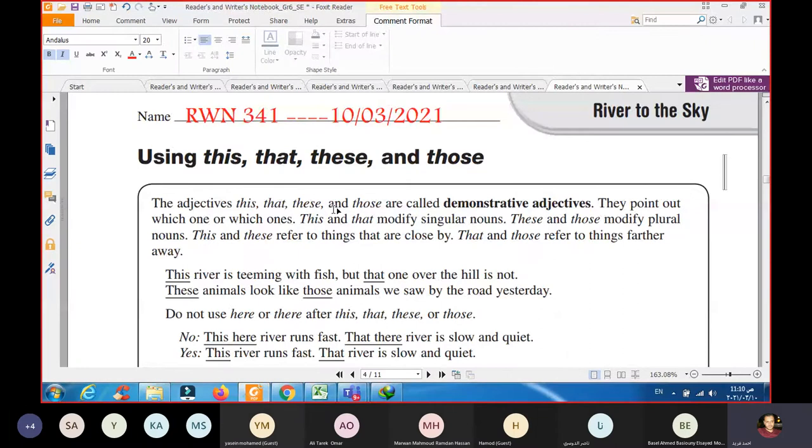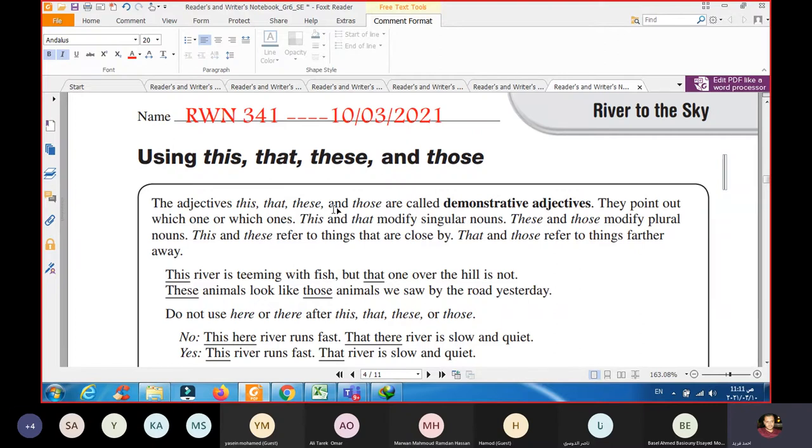Okay, using this, that, these, and those. Wait a minute. First of all, this and that are for singular. They are called demonstrative adjectives, okay? But first of all, when will I use this? I use it with singular. That was singular also. These was plural. Those was plural. Let's return back to this and that.